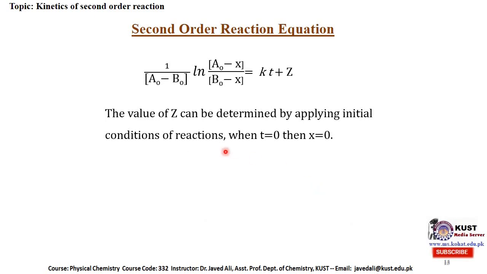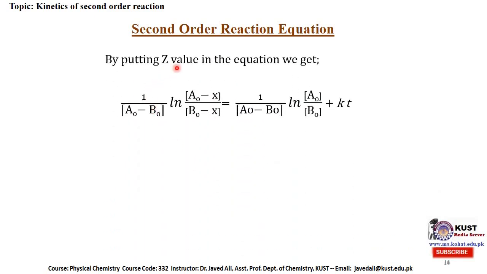The value of z can be determined by applying the initial condition of the reaction. When t is 0, then x is also equal to 0. By putting t equal to 0 and x equal to 0 in this equation, we will get 1 divided by (a₀ − b₀) log a₀ divided by b₀ is equal to z, because kt will become 0 and x is 0, so a₀ − x will equal a₀ and b₀ − x will equal b₀. So now this is the z value.